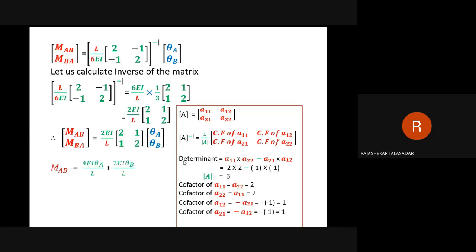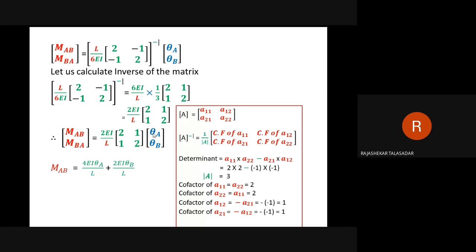Now you have to expand this. How do you expand this? 2 into theta A plus theta B multiplied by 2 EI by L. 2 into 2 EI by L is 4 EI by L into theta A. 2 EI by L, 1 into theta B. That is nothing but 2 EI by L theta B.